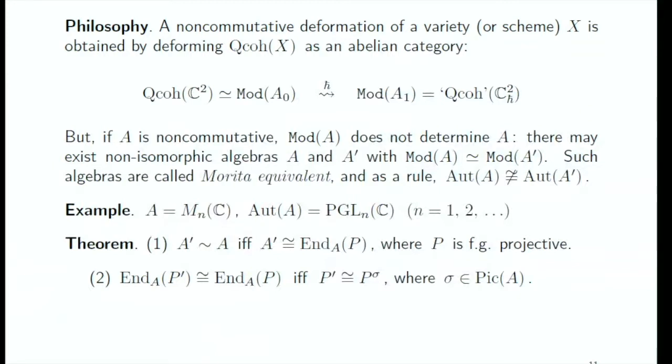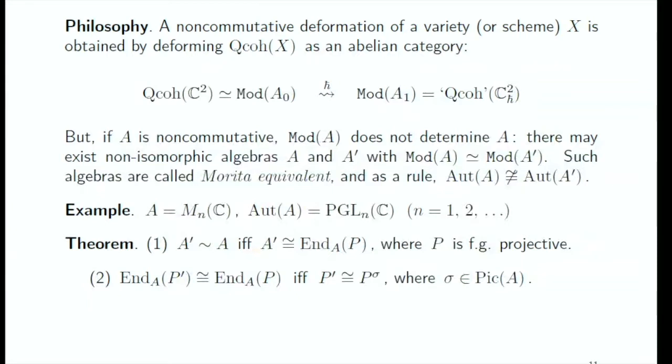So let me remind you of one fact, a well-known theorem from non-commutative algebra. If you take two algebras which have equivalent module categories, as I said, they are not necessarily isomorphic, but the following is true. This is called the Morita theorem: one of these algebras is isomorphic to the endomorphism ring of some finitely generated projective module over the other algebra, and one condition is missing, this module also has to be a generator in the category of right modules. So A prime is isomorphic to the endomorphism ring of a finitely generated projective generator in the category of A modules. This is exactly what happens in the case of matrices. Matrices are just endomorphisms of C^n over C. So this is, of course, the simplest example.